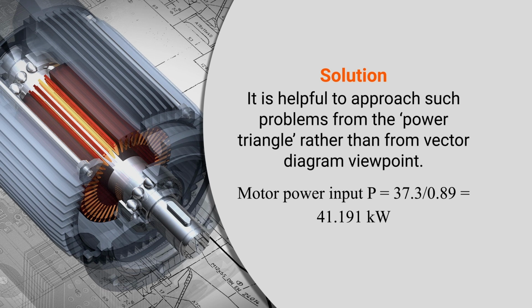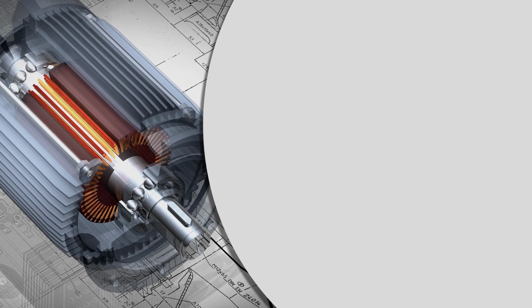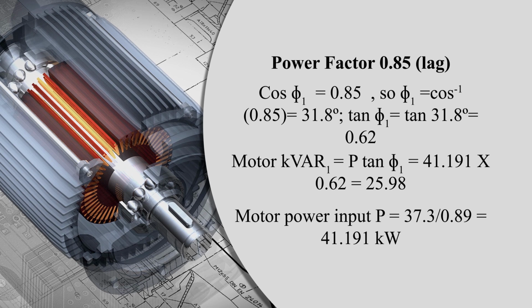So motor power input, that is P, can be written as 37.3 upon 0.89. That means output divided by efficiency, so you can calculate the power input. It comes 41.191 kilowatt. Here power factor is given 0.85 lagging. So cos phi 1 is equal to what? 0.85. By this you can calculate the phase angle phi 1, that is phi 1 can be written as cos inverse 0.85. So it comes 31.8 degree.